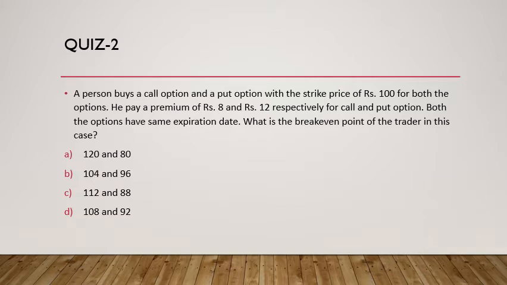So the break-even point will basically get created on two sides, on upside as well as on downside. So the total premium paid is 8 plus 12, which is 20. So when we calculate the break-even point, we'll have to see what is the break-even point on the upper side of the movement and downside of the movement. So in this particular question, the answer would be 120 and 80. So the strike price being 100, the market must move up by 20 rupees on upside and must fall down by 20 rupees on the downside for the trader to get benefit from this. That is why this answer is 120 and 80.